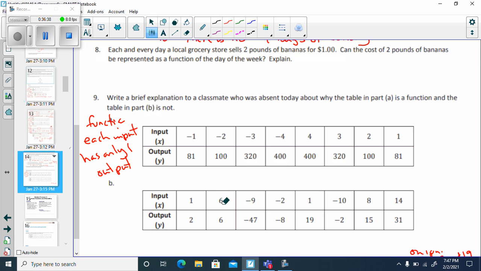How about this one? 1, 6, -9, -2, 1. Oh, 1 has been repeated, hasn't it? Okay. Not a function. Why is it not a function? Okay, it's because input 1 has 2 outputs. And what are those? 2 and 19. Okay? All right, guys, that covers everything we're going to cover on this lesson.